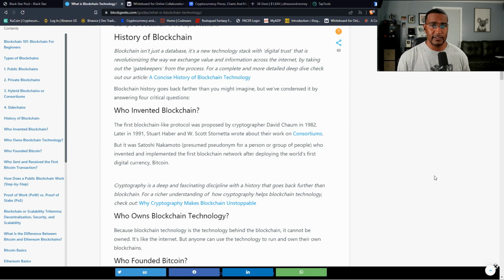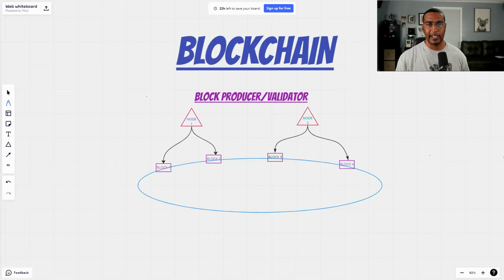So let's take another look at something that I brought up. I made this little graph. The circle represents a chain. These little boxes represent the blocks, and these triangles represent the nodes, which are then considered either block producers and/or validators. So we go on blockchain.